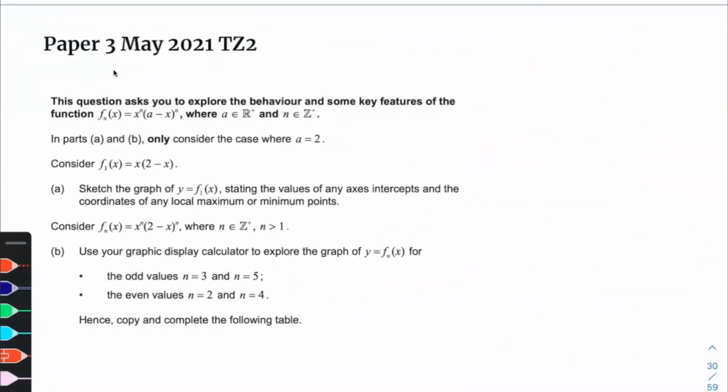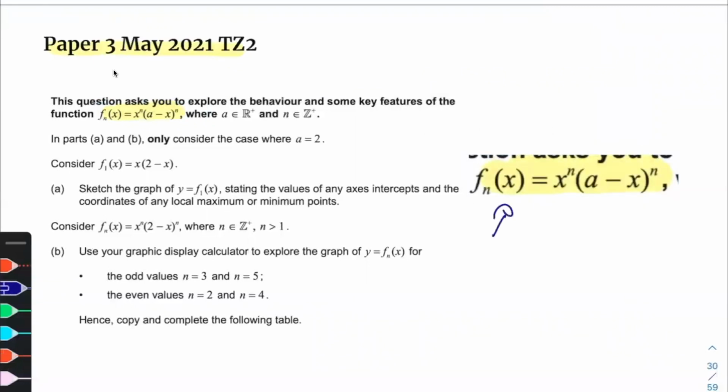Oh, sure. This is also a very nice question. It says paper 3 May 2021. It's one of the very first problems for paper 3 after COVID. And they gave me this very interesting function. It gave me x to the power of n, a minus x to the power of n. It's very, very nice. It's called the auxiliary function.